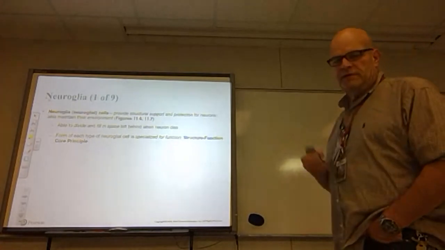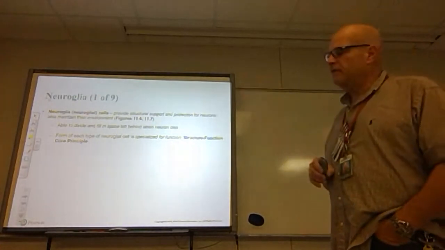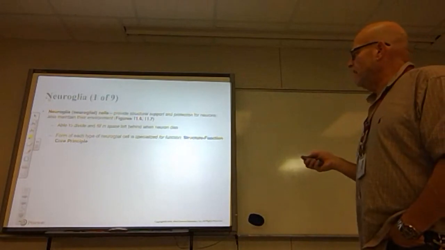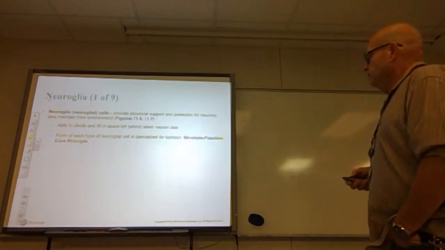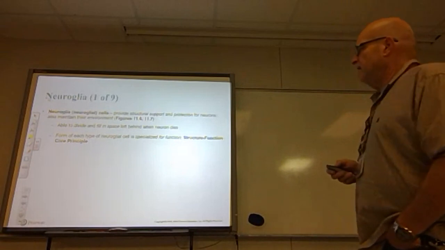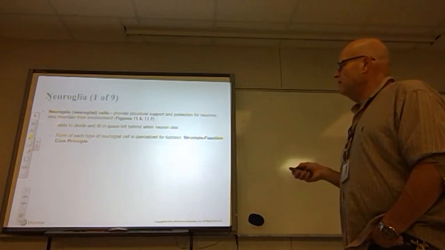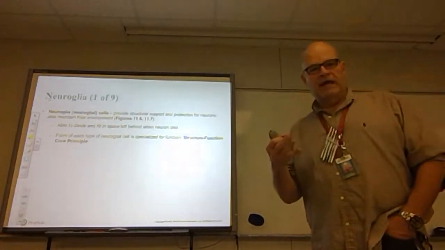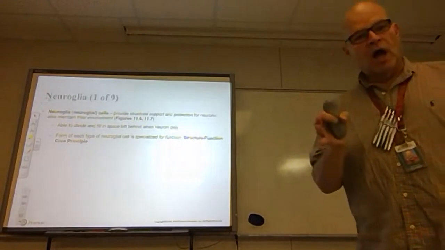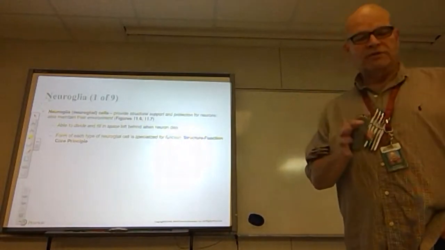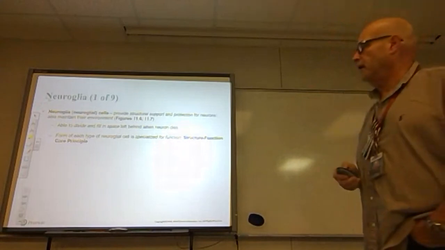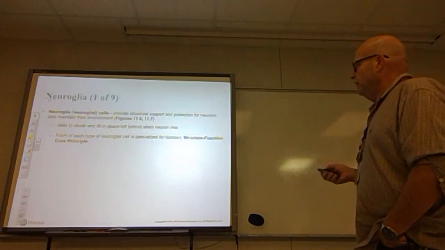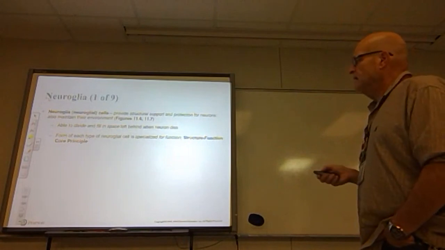The neuroglial cells, these are, again, those cells I pointed out when we saw the slide of the nervous tissue. These are the cells that provide structural support and protection. They also help maintain the environment. These are the cells that are still mitotic. The neuroglial cells replicate and reproduce. The neurons generally don't reproduce, and if they do, they don't reproduce very often. But these are able to divide and fill the space left behind when a neuron dies.